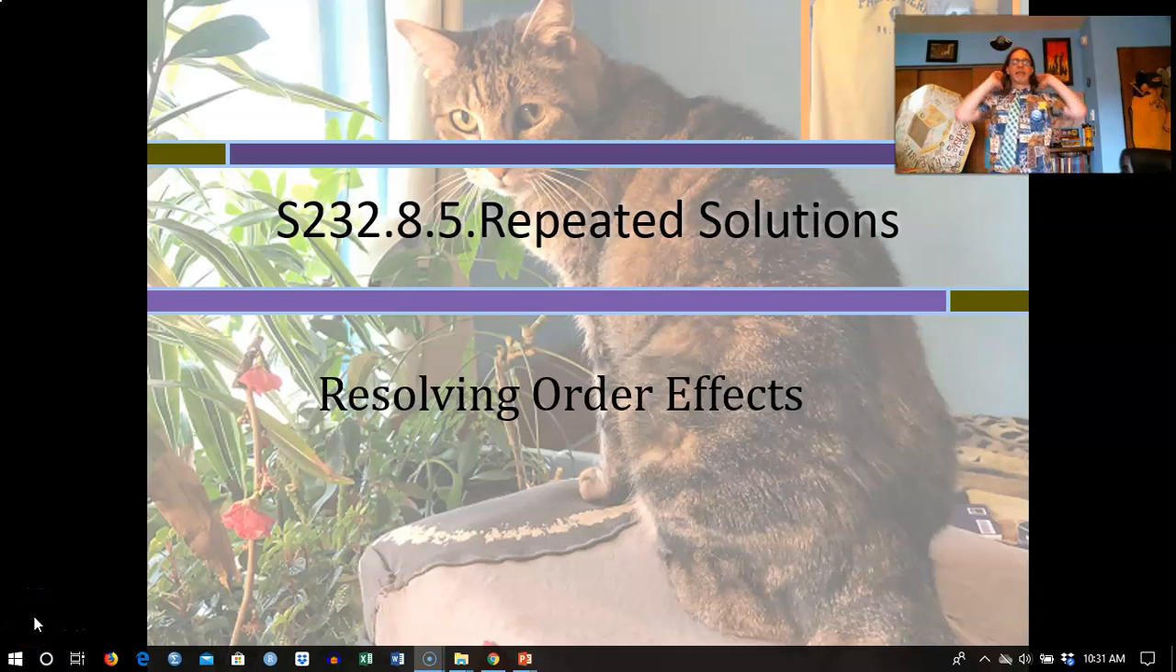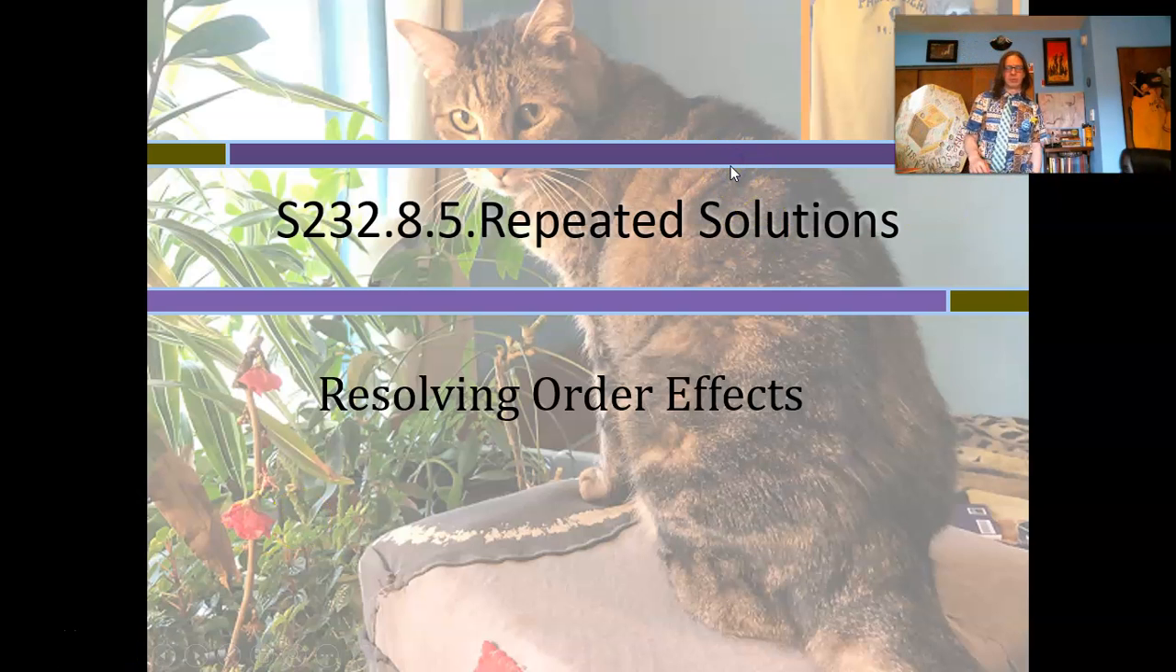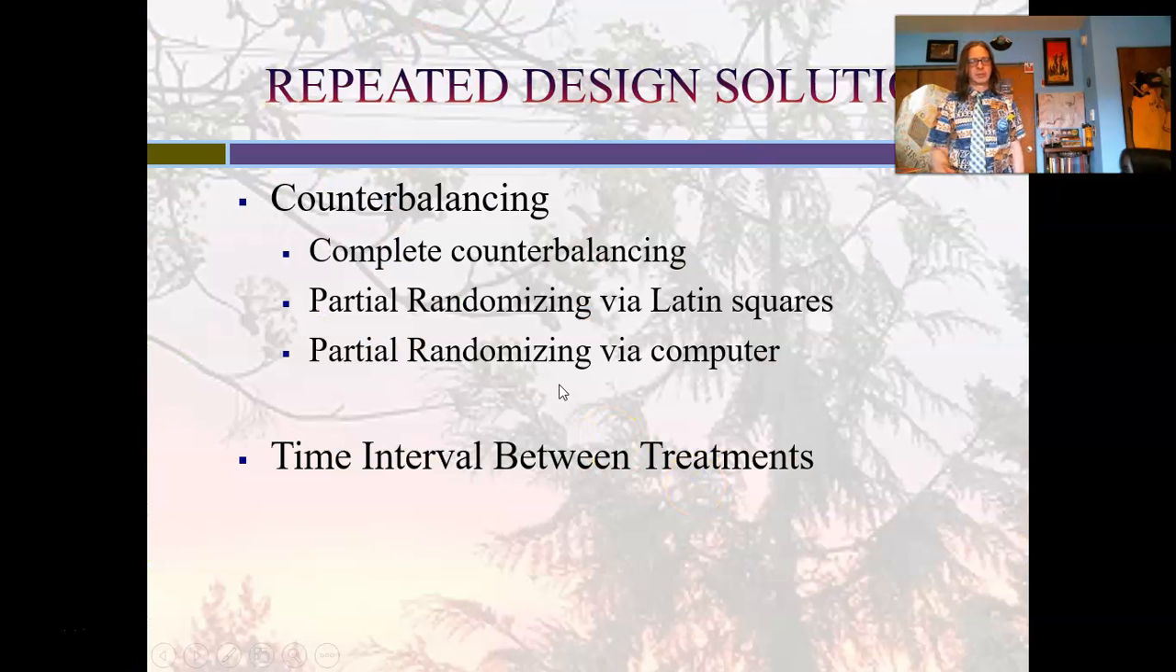So, in the last video, I talked about problems that arise as a result of order effects. In this video, we'll talk about how to deal with those issues, how to resolve the order effect outcome. So, there are two solutions. One is counterbalancing, and counterbalancing means that you change the order each time you do it, so that you can take away the effect of order in statistics.